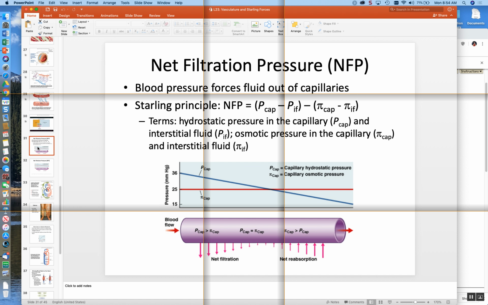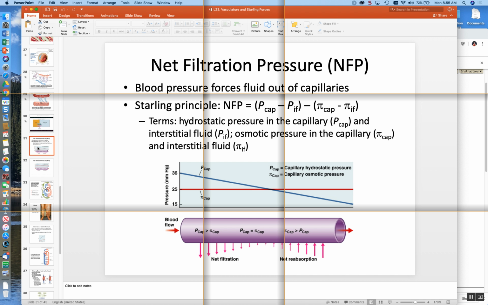Here's the equation. Again, it's on the back of your sheet. You don't have to memorize this. Here's the take-home message, so please write this down. If the net filtration pressure is a positive number, then you're going to get filtration. If the net filtration pressure is a negative number, then you're going to get absorption. So now you can predict which way the fluid is moving.